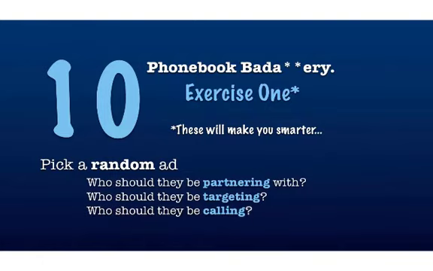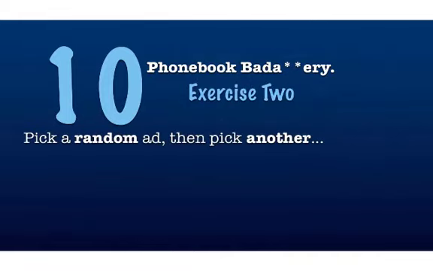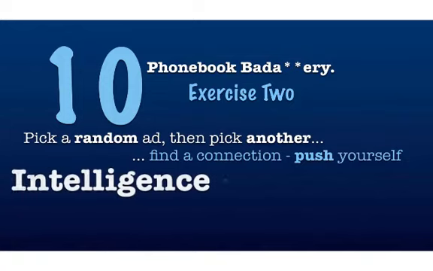The second exercise, open the phone book to a random ad, and then open the phone book to another random ad and find some connection. So what would, for example, a dentist and a florist, what would their biggest and baddest clients have in common? How could they work together? Remember, there's always a connection whether you see it immediately or not. So getting better at making these connections, or getting better at making connections in general, is the definition of intelligence. So this will actually make you smarter.